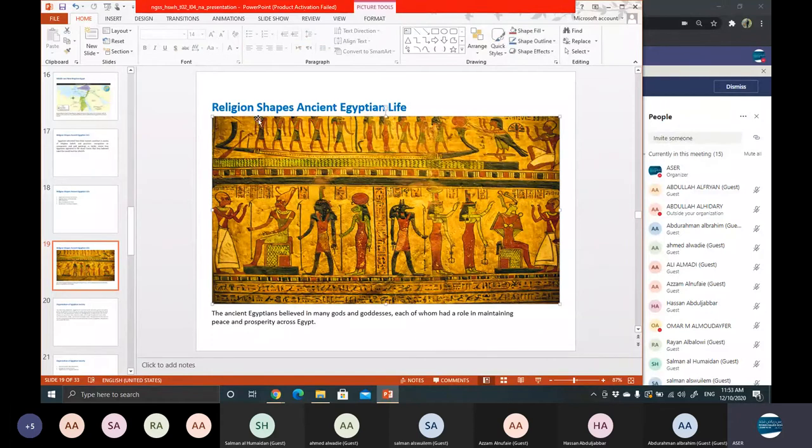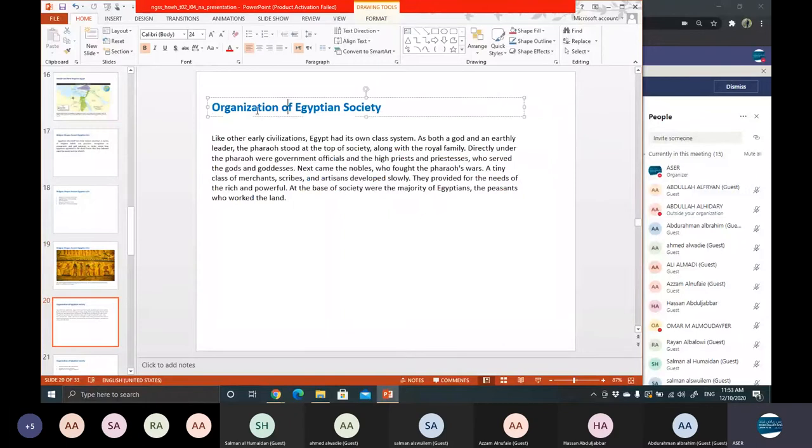So once again, the ancient Egyptians believed in many gods. They were polytheists, each of whom had a role in maintaining peace and prosperity across Egypt. So we have a god of the sun, a god of the Nile, a god for beauty, a god of wisdom, a god for the afterlife, a huge god controlling all of them, and so on. Okay. What about the organization of the Egyptian society?